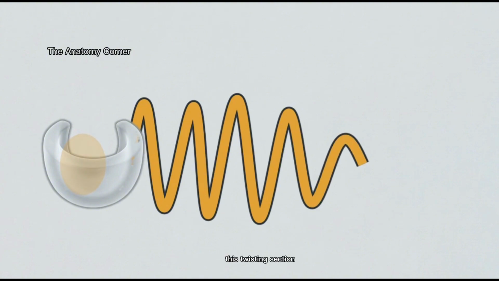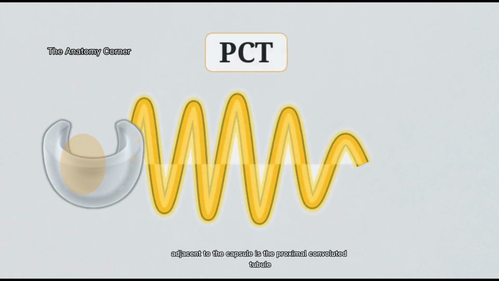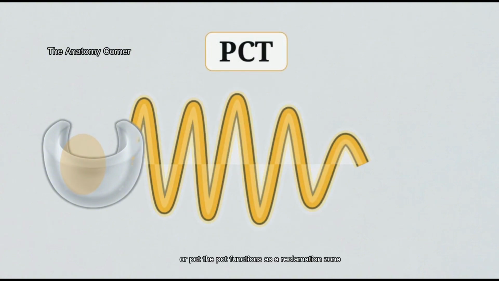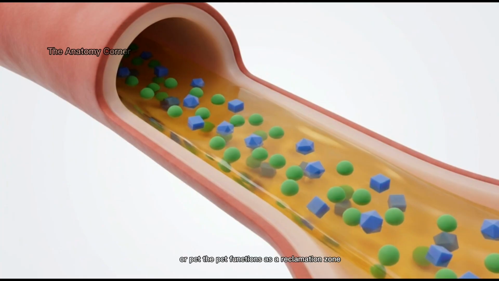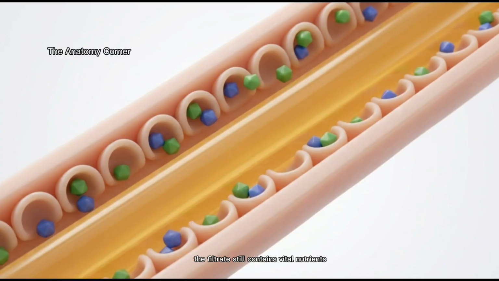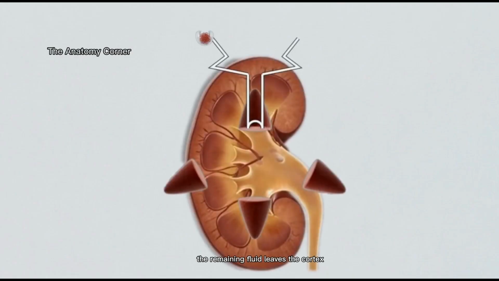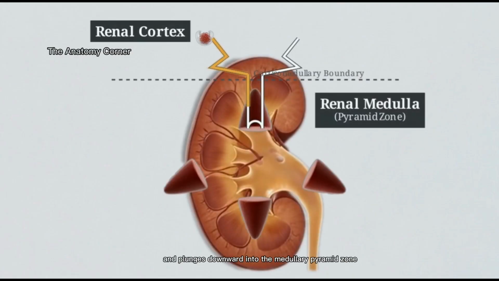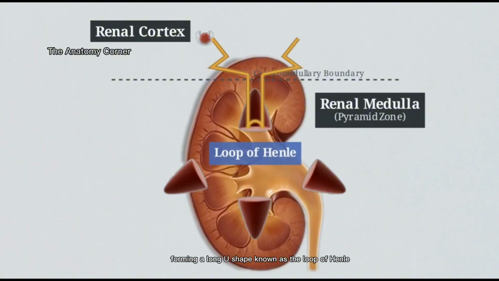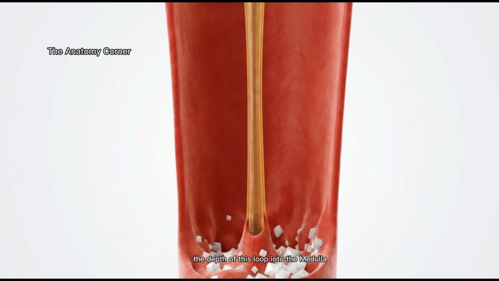This twisting section adjacent to the capsule is the proximal convoluted tubule, or PCT. The PCT functions as a reclamation zone. Because the initial filtration was indiscriminate, the filtrate still contains vital nutrients, water, and ions. The PCT reabsorbs them back into the surrounding tissue. The remaining fluid leaves the cortex and plunges downward into the medullary pyramid zone, forming a long U-shape known as the loop of Henle. The depth of this loop into the medulla determines the concentration of the final product.